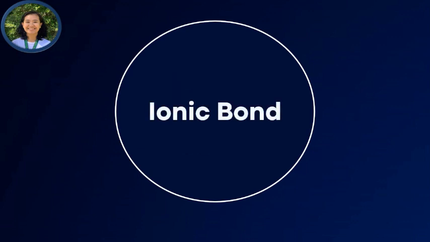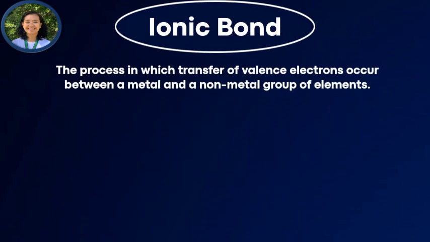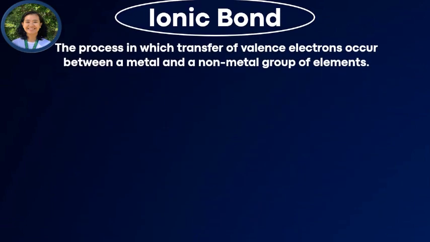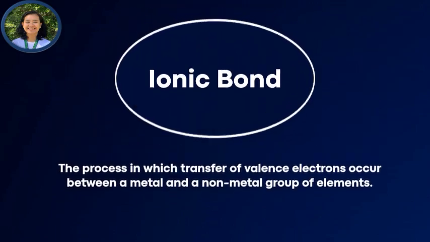So, ionic bond. What is ionic bond? Ionic bond is the process in which transfer of valence electrons occurs between a metal and a non-metal group of elements. Notice, class, that it specifically states that it is a process of transfer of valence electrons between metal and non-metal group of elements, okay? So, let's have some examples.